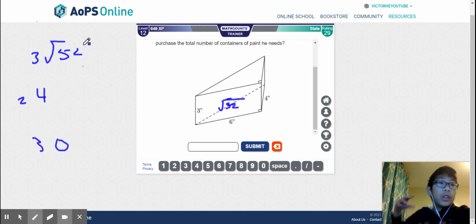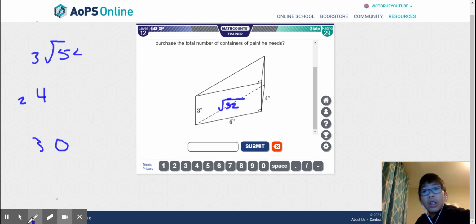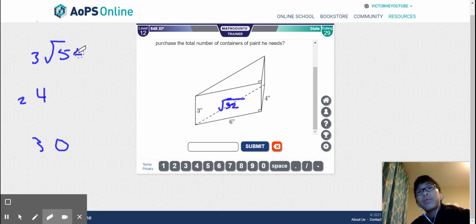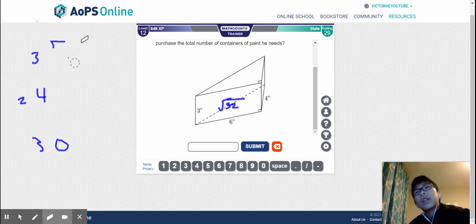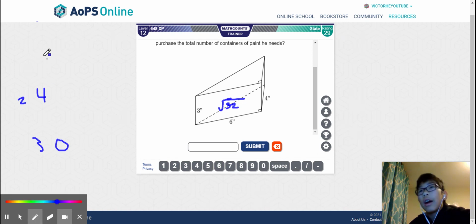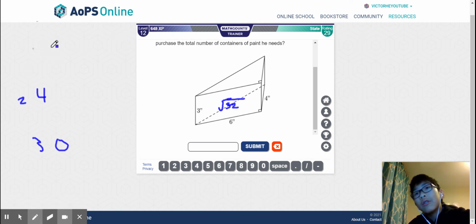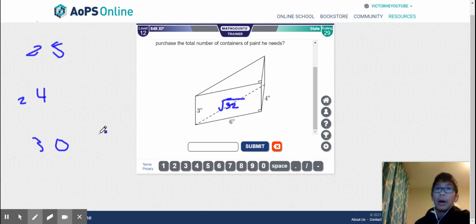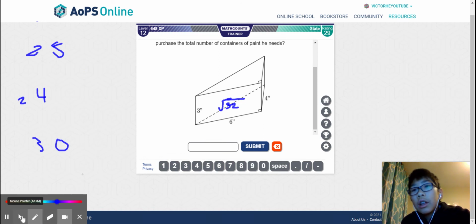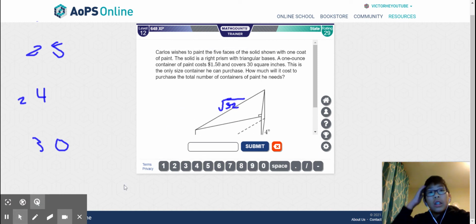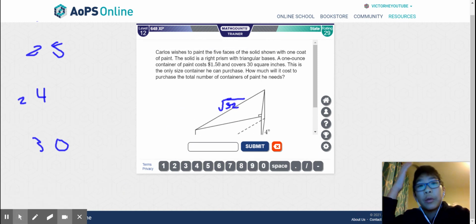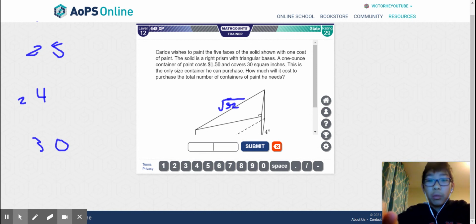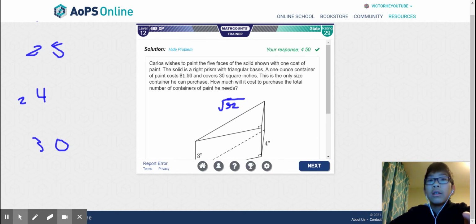So square root 52 is a bit more than 7. Let's just say it's 25 because it's a bit more than 7. So this is about our total amount. So 25 plus 24, that's 49. And that is 79. And because it costs 150 for every 30, that means we need 3 cans. So it should be 4.5. Yay.